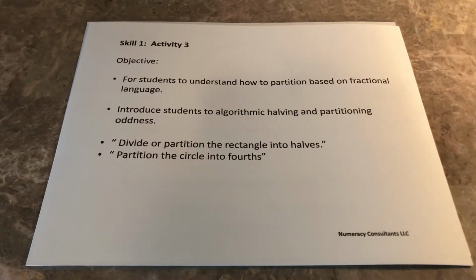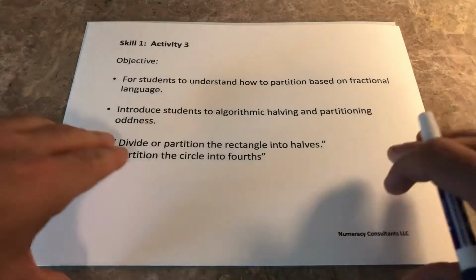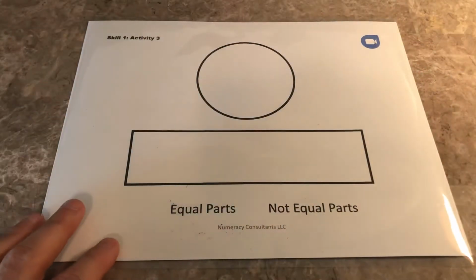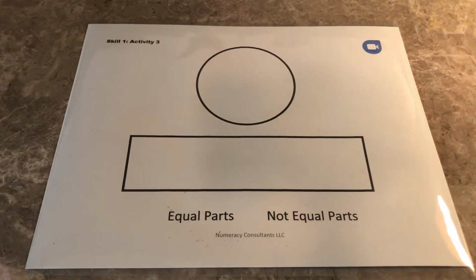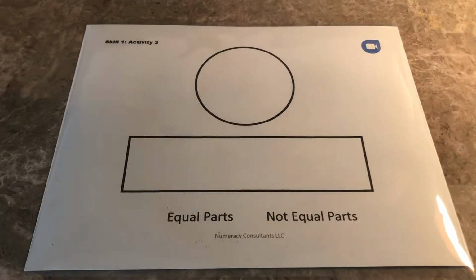Skill 1, Activity 3. The objective is for students to understand how to partition based on fractional language, and to introduce students to algorithmic halving and partitioning oddness: divide or partition the rectangle into halves, partition the circle into fourths. Students are going to be quite active on this activity, because instead of you prompting and asking them things, you're going to ask them to do things.